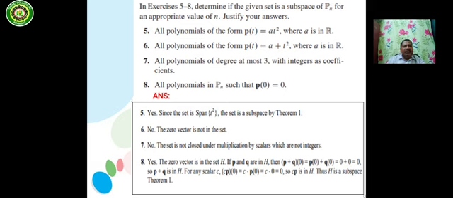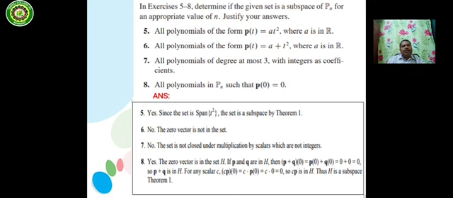Or we know one theorem: if the elements of a non-empty set are expressed as linear combinations, or span, then we say that the span set is a subspace. Directly we can say that. So here p of t equal to at square means a into t square. So t square is the linear combination. So we say directly that it is a subspace.